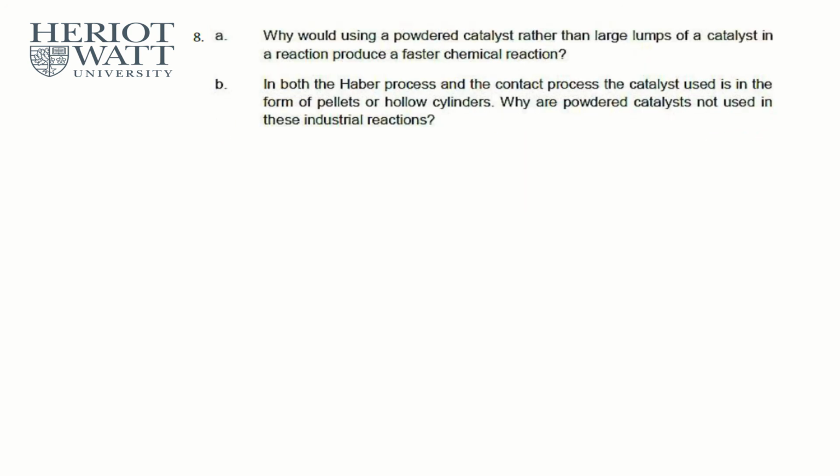All right, number 8. Now, why will using a powdered catalyst rather than a large lump of catalyst in a reaction produce a faster chemical reaction? I guess this one everybody knows how to do. A powdered catalyst will give you a higher surface area and hence increase the rate of reaction compared to a large lump. That's A.